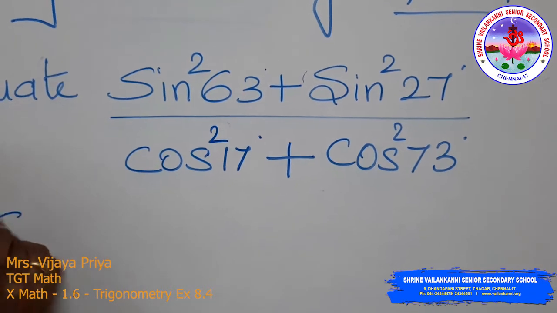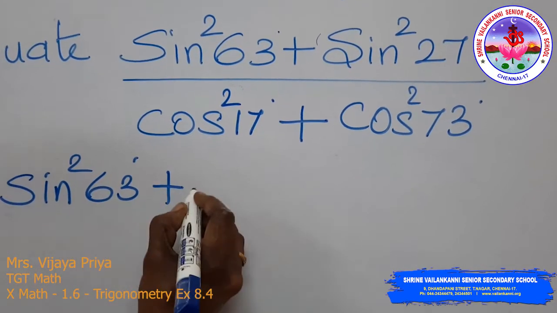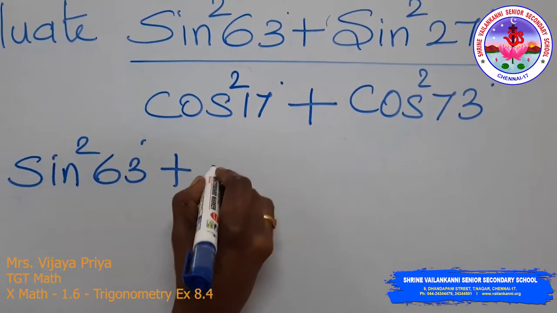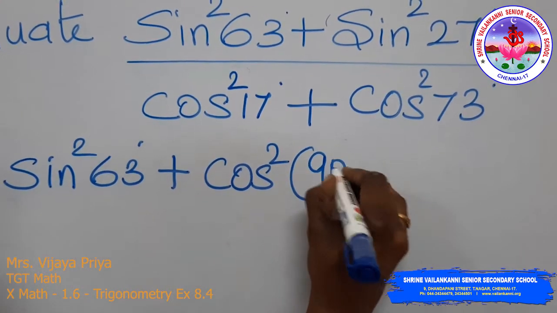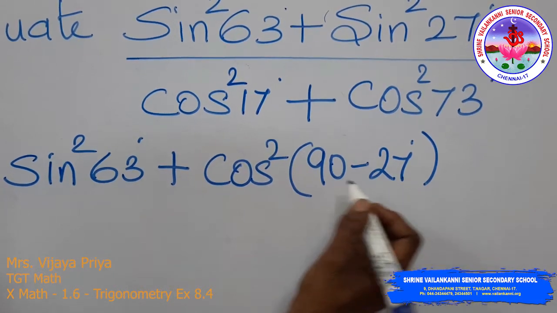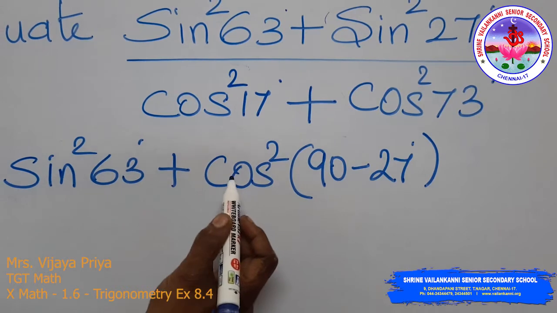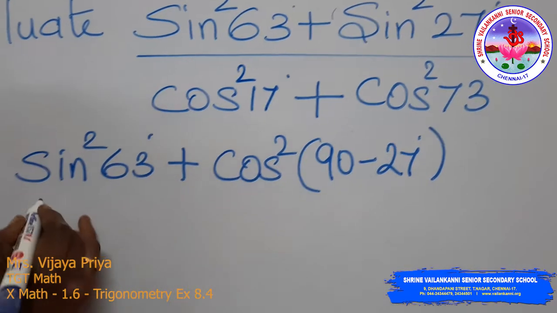So sine squared 63, and sine squared 27, if you want to write it in the complementary function, it becomes cos squared 90 minus 27, because sine theta is equal to cos of 90 minus theta. So sine squared 27 is equal to cos squared 90 minus 27.